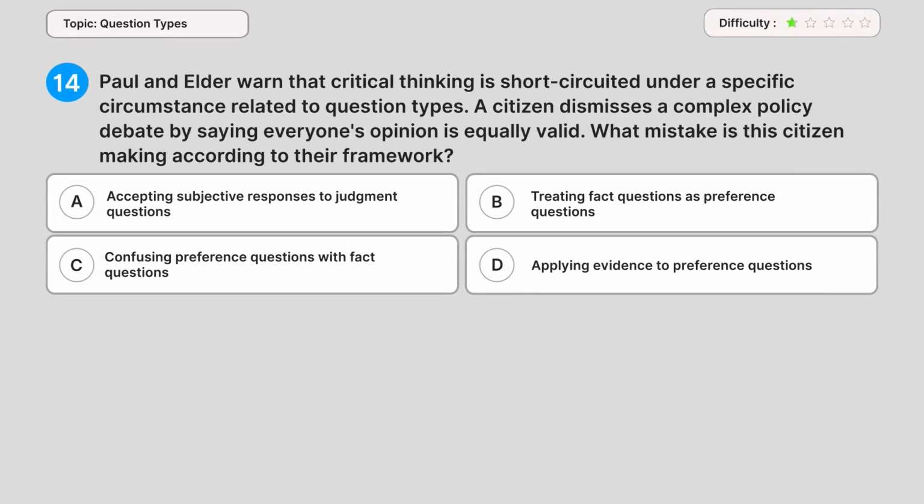14. Paul and Elder warn that critical thinking is short-circuited under a specific circumstance related to question types. A citizen dismisses a complex policy debate by saying everyone's opinion is equally valid. What mistake is this citizen making according to their framework? A. Accepting subjective responses to judgment questions. B. Treating fact questions as preference questions. C. Confusing preference questions with fact questions. D. Applying evidence to preference questions. Do you know the answer?